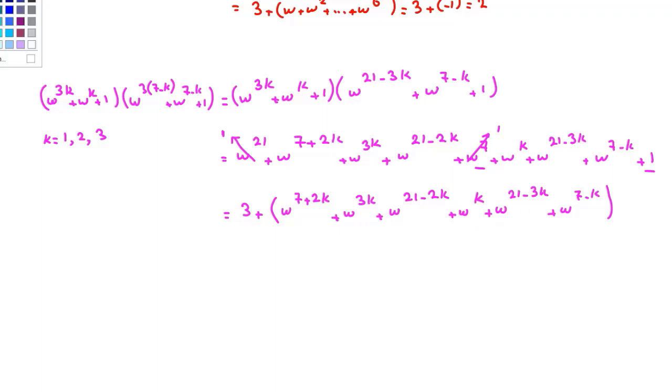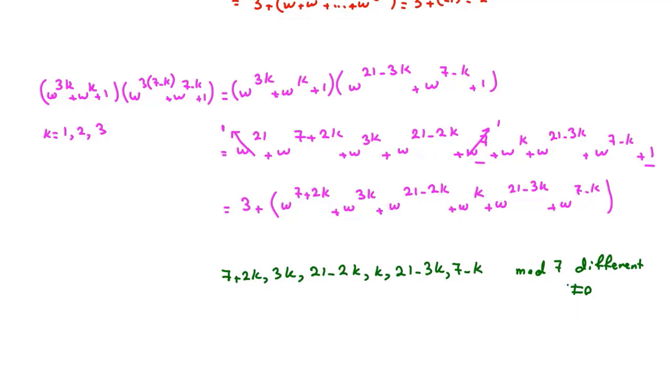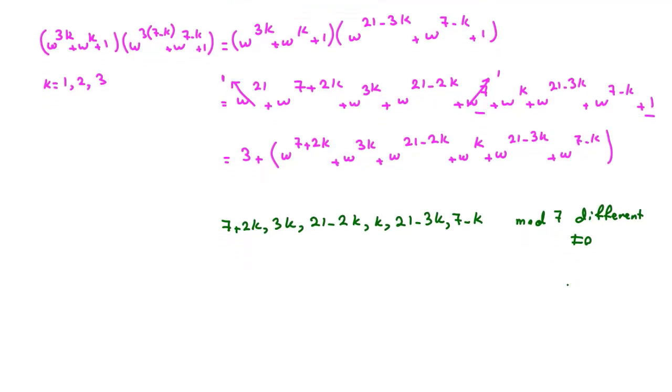So now let's focus on the powers. I want to say 7+2k, 3k, 21-2k, k, 21-3k, and 7-k are all different mod 7, and also they are not equal to 0. So if we say this, then we have 6 terms. They will be W1 to W6, it will be negative 1 and it will be 2.